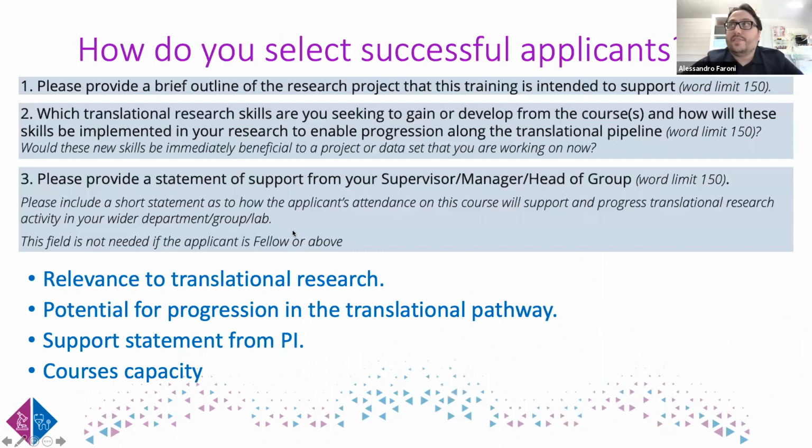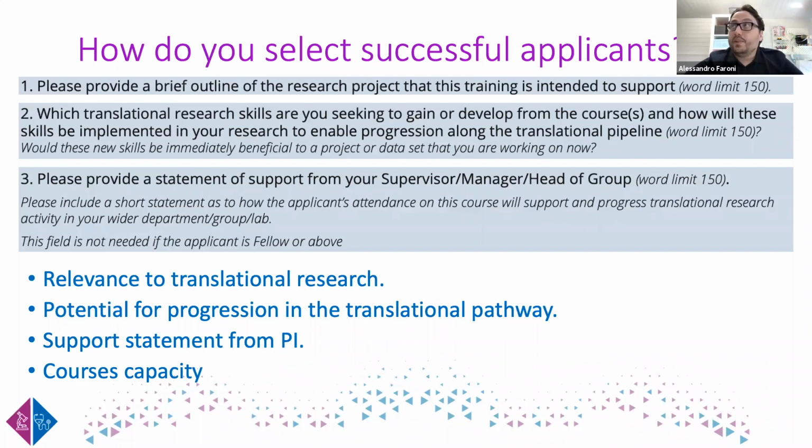So how do we select successful applicants? There are just 3 questions in the application form, and they have about a 150 word limit each. And what we want to see is that there is relevance to translational research. So we ask you for a background on the research project, as you can see in the first question, and it has to be relevant to translational research. It doesn't matter at which stage of translation it is, but we want to see some sort of relevance. And also, we want to see that the skills that you will be acquiring will be beneficial for your research project to shift within that pathway that I will show you in a minute.